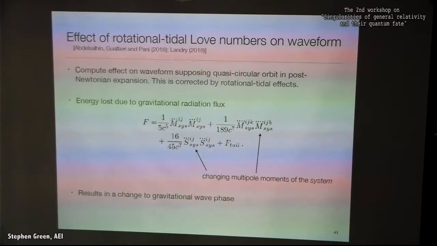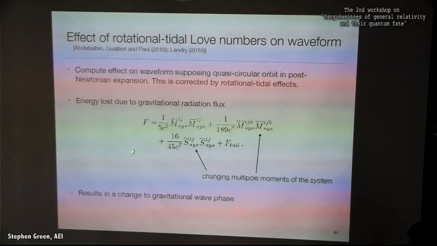You can set up some Lagrangian framework in which you can do this, and you see how some of the energy is transferred into these different modes. And so that gives you a slightly different circular orbit, and then given those circular orbits, you can compute the energy flux from gravitational radiation using this quadrupole formula. So these are just the changing multipole moments of the system.